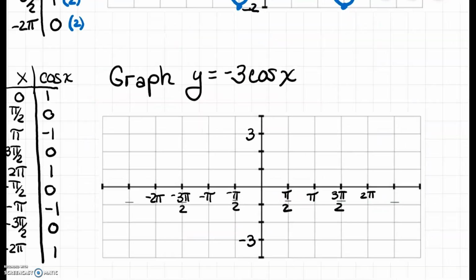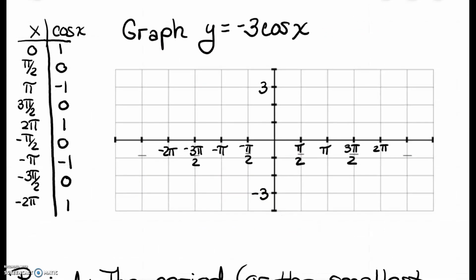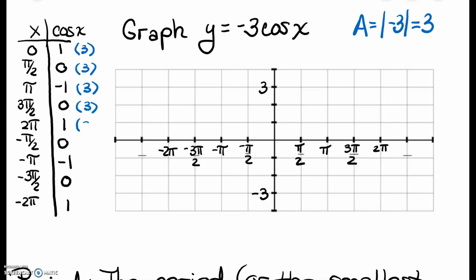All right, so in this example, let's calculate our amplitude first. So our amplitude is always going to be the absolute value of a. So the absolute value of negative 3 is 3, and this tells me I'm going to be multiplying all of my cosine values by 3. So I'm going to mark this 3 over here so that you can see I'm multiplying these y values by 3, and I'm going to go ahead and graph that. I'm multiplying by negative 3, I'm sorry. My amplitude is always positive, but I'm going to be multiplying by a negative 3.